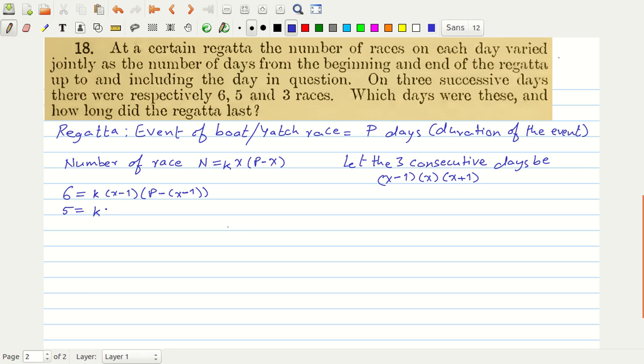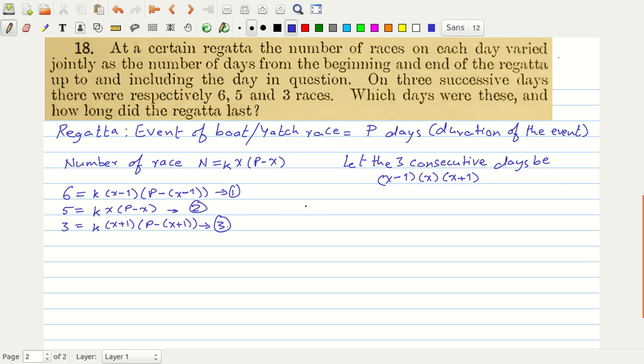On the xth day we had x times (p minus x), and on the (x plus 1)th day it was k times (x plus 1) times (p minus x plus 1), right. So these are the equations that are coming directly from the statements given in the problem. So let us say that this is equation number 1, equation number 2 and equation number 3.